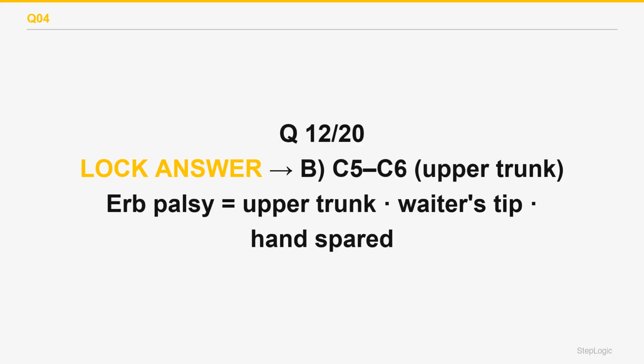Contrast with Klumpke palsy, injury to the lower trunk, C8, T1, caused by upward traction on an abducted arm, grabbing a branch during a fall. Klumpke affects the intrinsic hand muscles, producing a claw hand, and can include Horner syndrome from T1 sympathetic involvement. Waiter's tip with a normal hand is upper trunk.